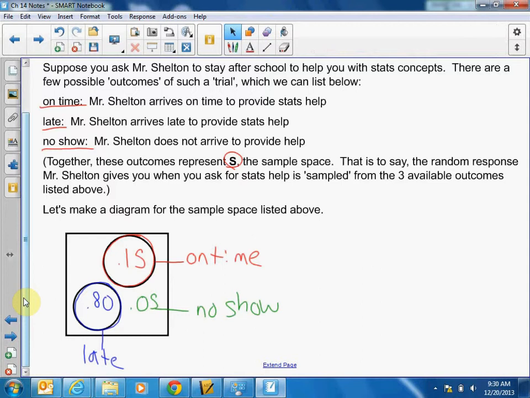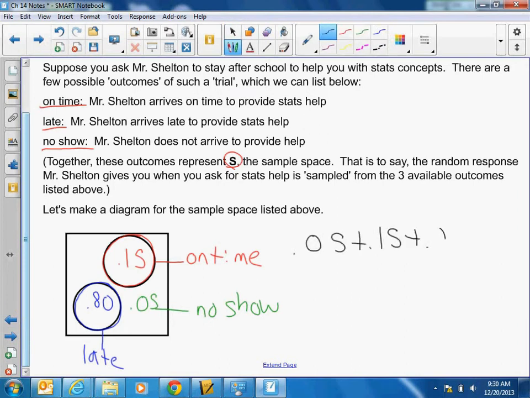Notice that those three separate probabilities, 0.05, 0.15, and 0.80, added up is equal to 1. That is to say, the sample space constitutes all possible outcomes in this trial. I cannot be anything other than late, a no-show, or on time. Those are the only three possibilities that make any sense at all.